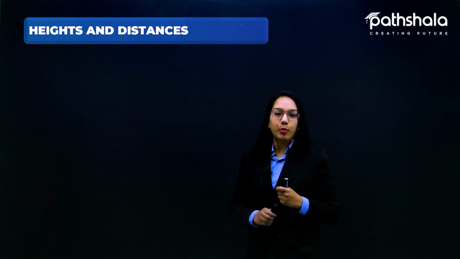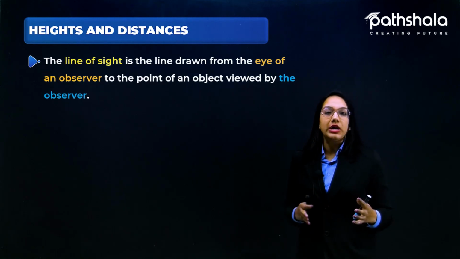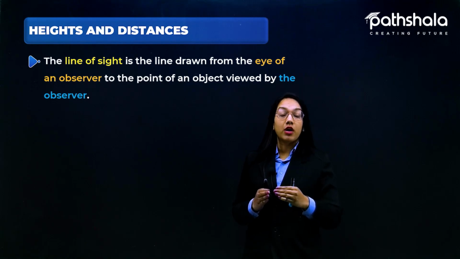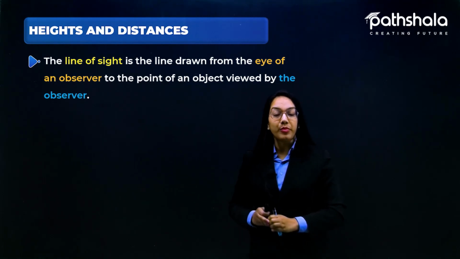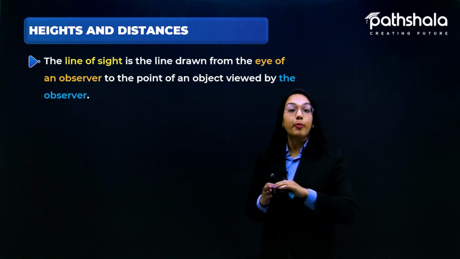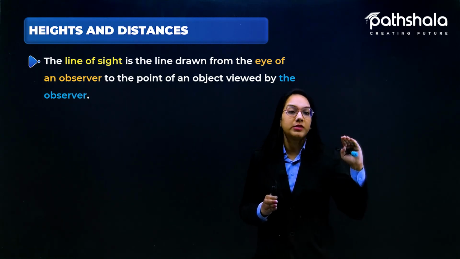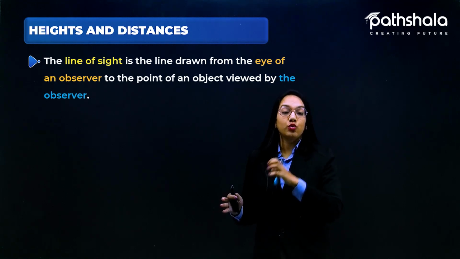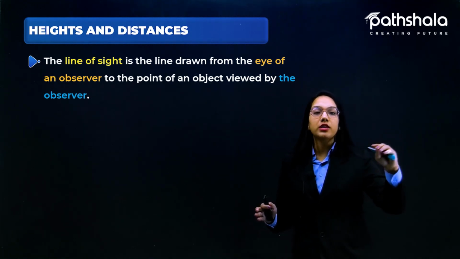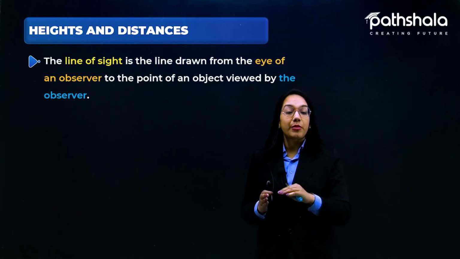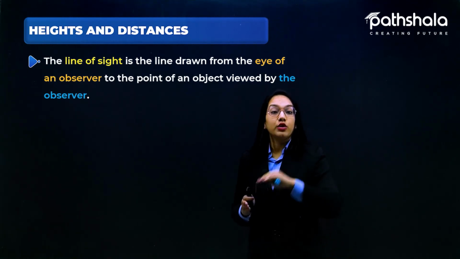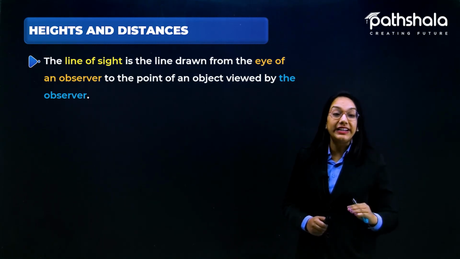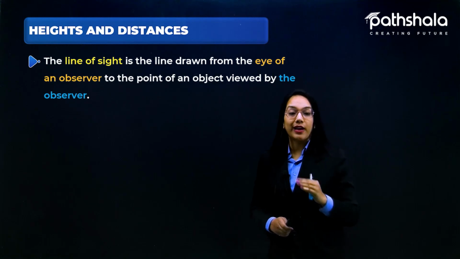Now, let us talk about the important concepts. The line of sight is the line drawn from the eye of an observer, like we did in the very first example, to the point of the object viewed by the observer. In the previous example, the student was looking at the top of the minar, so the line segment joining his eye to the top of the minar is called the line of sight. So always remember what the line of sight is.